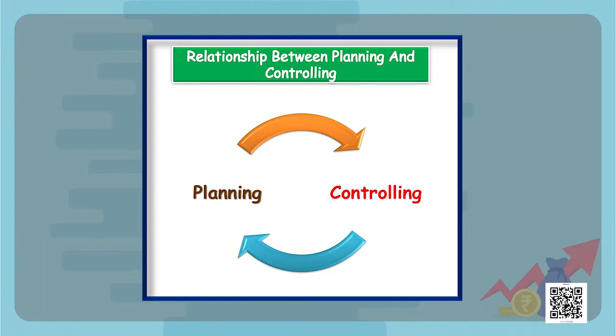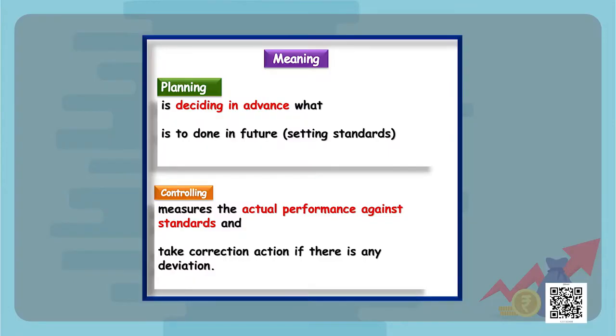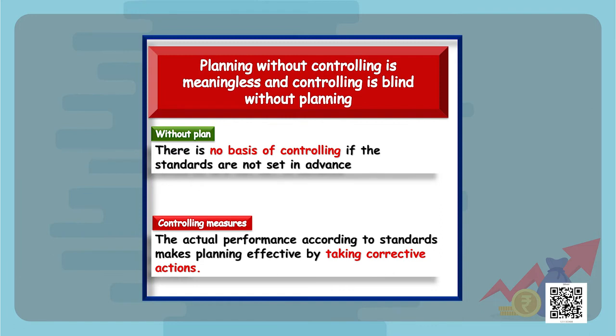Planning and controlling are the two sides of the same coin. These are interdependent on each other. Planning means deciding in advance what to do and how to do it. Controlling measures the performance of the organization according to the standard set, analyzes the deviation, and then takes corrective action.